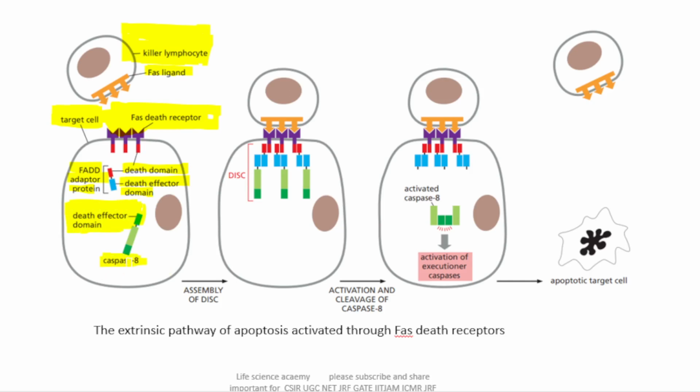Caspase 8 is coming. Now what is caspase 8? Caspase 8 is an initiator caspase. First of all, you have to know what a caspase is. Caspase is a protease. C for cysteine, ASP for aspartic acid, and ASE for enzyme. Caspase is a protease enzyme. In its active site, cysteine is present and it cleaves at the aspartic acid residue. So that's why it is called a caspase protease.